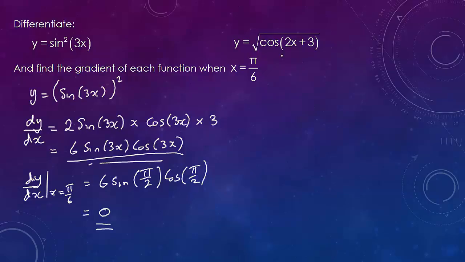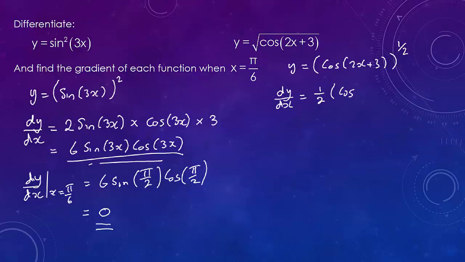So now let's deal with this one. So y is going to be cos 2x plus 3, all to the power a half. That's what the square root is. So we can see that's the outside. So that's going to be a half cos 2x plus 3 to the negative a half.